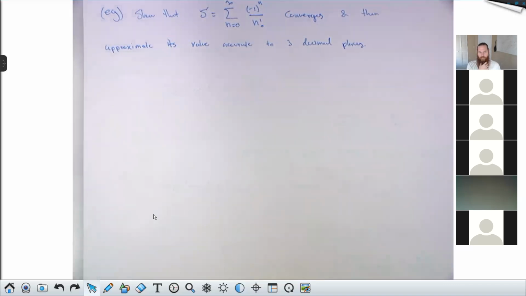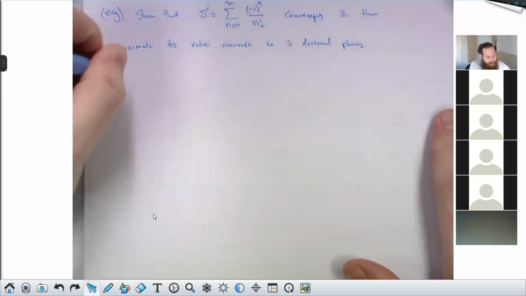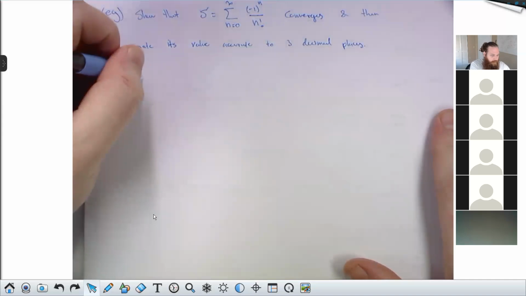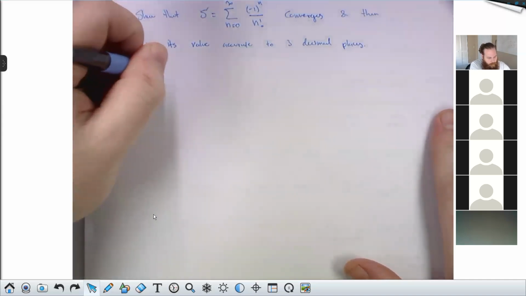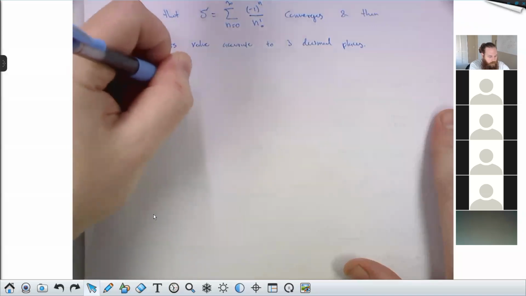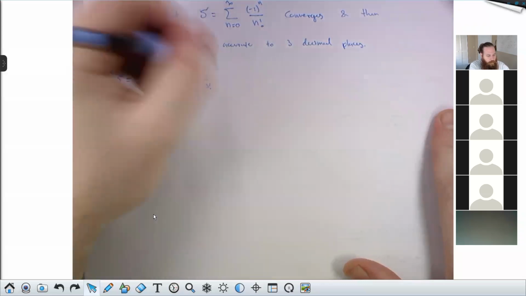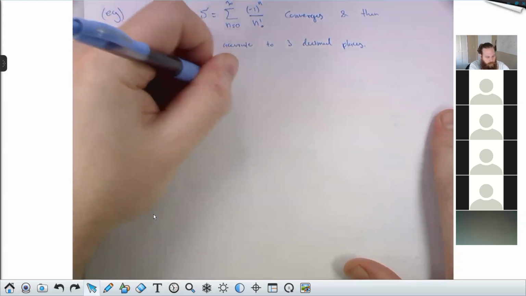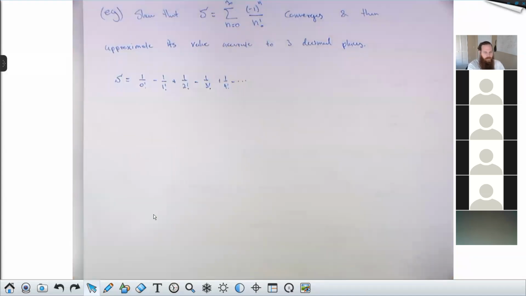Anybody? The alternating series test? Yeah, that's the thing we just learned, right? So S is an alternating series. It's 1 over 0 factorial minus 1 over 1 factorial plus 1 over 2 factorial minus 1 over 3 factorial plus 1 over 4 factorial minus, and so on. It's an alternating series.